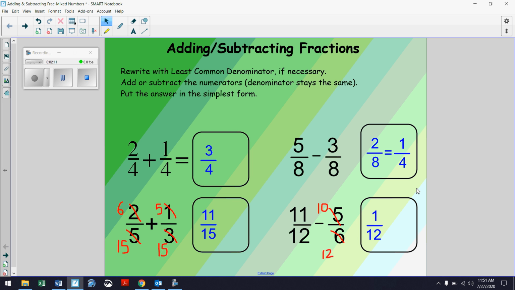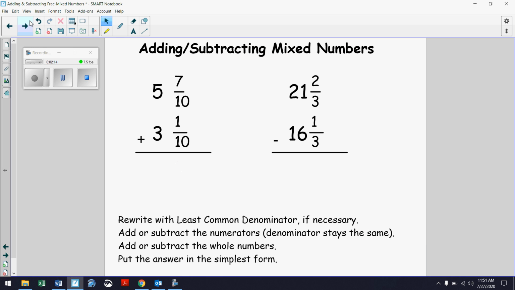Those steps are the same steps we take when we are adding or subtracting mixed numbers. The only difference here is that we have to also add or subtract the whole number part of our mixed numbers. So here are a couple examples. Following those steps, we want to make sure we have common denominators. In the first example, we can see they both have a denominator of 10. So we're just going to add the numerators. The denominator stays the same. And then we add or subtract, in this case, add our whole numbers. And then we just need to make sure that we simplify in the end.